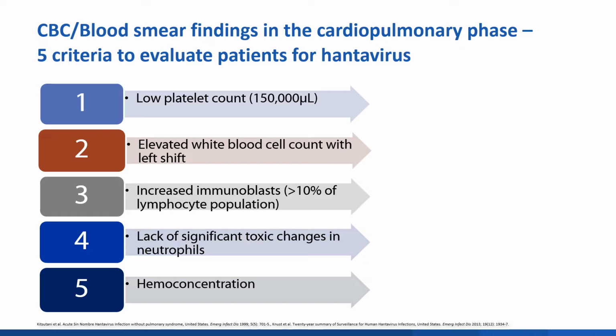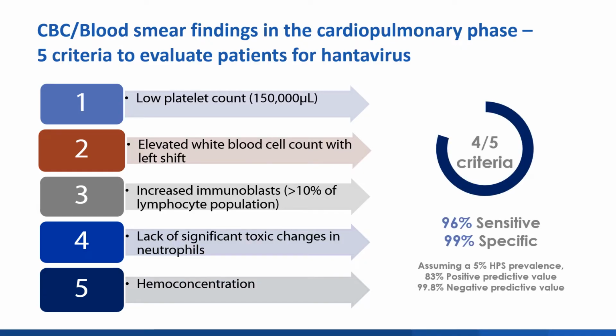The peripheral blood smear screen is based on these 5 criteria: thrombocytopenia with a platelet count less than 150,000, elevated white blood cell count with a left shift, presence of immunoblasts, where immunoblasts account for greater than 10% of the lymphocyte population, a lack of toxic changes in neutrophils, and hemoconcentration.